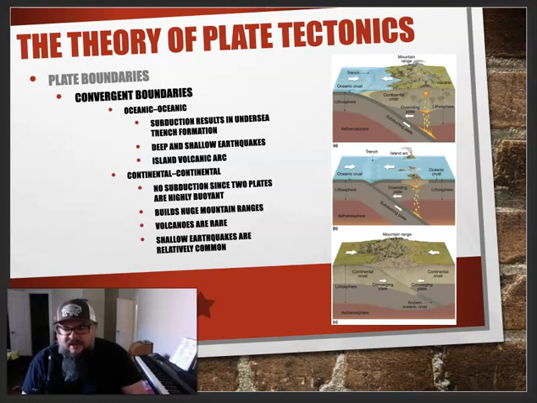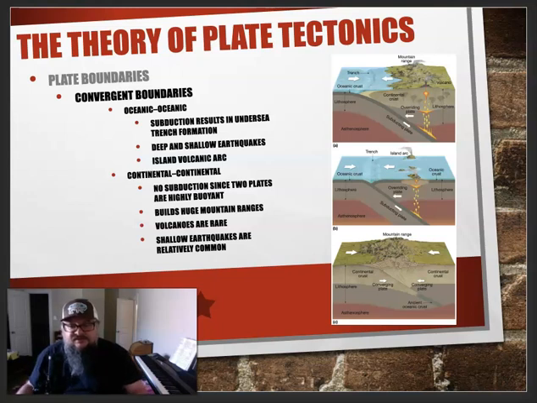Places like Japan, the Japanese chain of islands, is an island arc. The Philippines is an island arc. The Aleutian Islands up in Alaska is an island arc. Okay? So you get the formation of volcanoes or volcanic activity near an oceanic versus an oceanic.